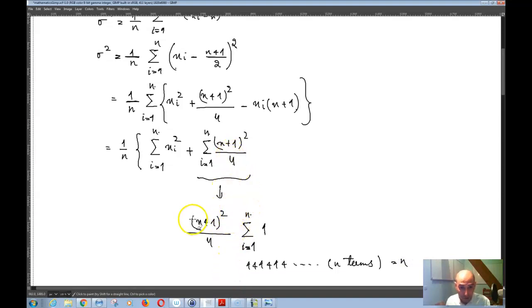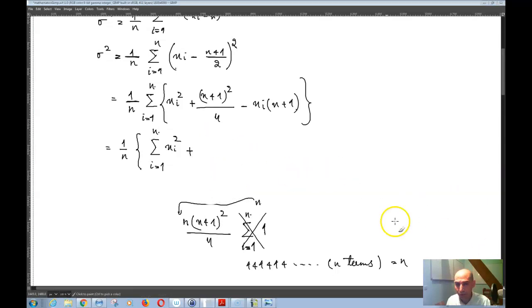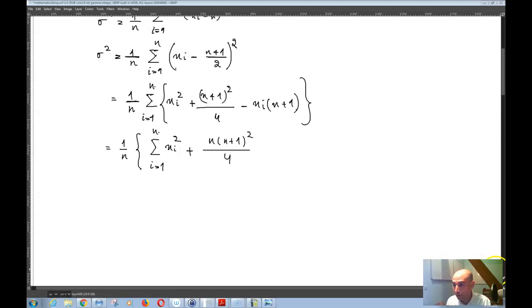So instead of this part, you can simply write an n, and so write it as n times n plus 1 whole square divided by 4. So I write this part as n times n plus 1 whole square divided by 4, and then over here I would have negative sigma of x of i times x plus 1 as i goes from 1 to n.